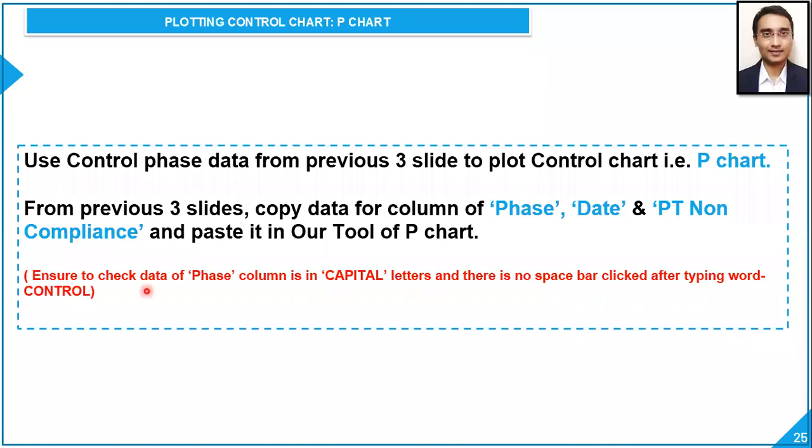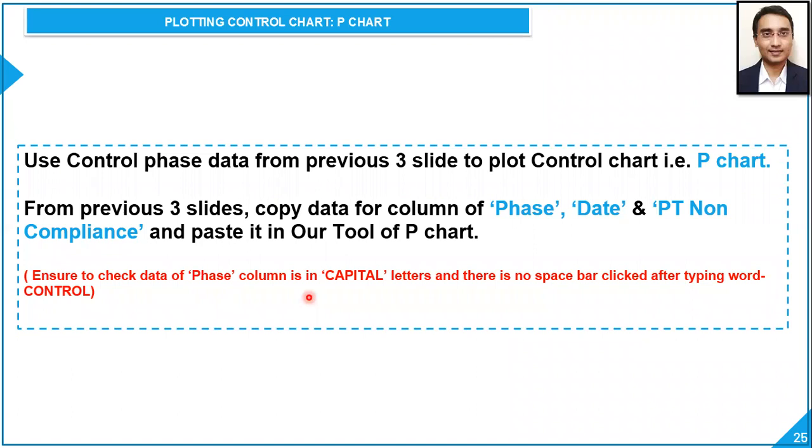But meanwhile, we have to ensure that for the phase column, we write the given phase, control phase. All the letters are supposed to be in capital letters, and there is no space bar click after typing the word control. Why? Because as we told you last time, if we have any space after the word control, the system will pick that as control plus space together, and then the system will not consider this as the word control, right?